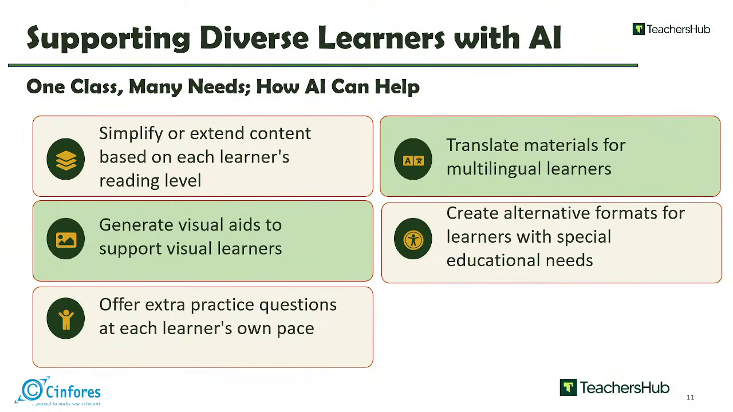Then lastly, AI can help create alternative formats for learners with special education needs. So there are learners that might have problems with reading, like learners with dyslexia. They have problems with reading, understanding alphabets, reading fluency, comprehension, passages, and the rest. AI can help you. Your essay that you brought out, maybe your English passage, AI can help you narrow it, bring it down, use simpler words, you understand.